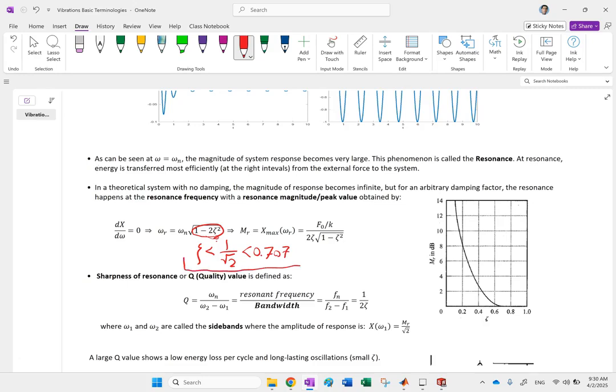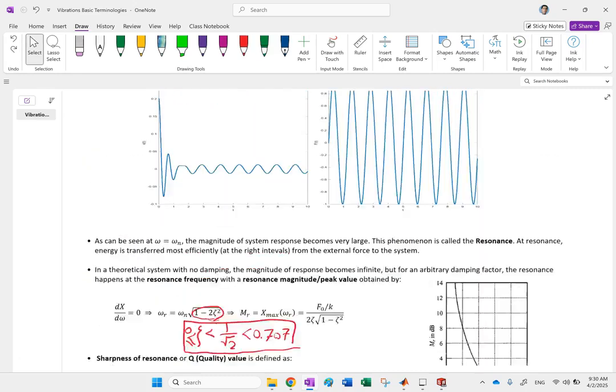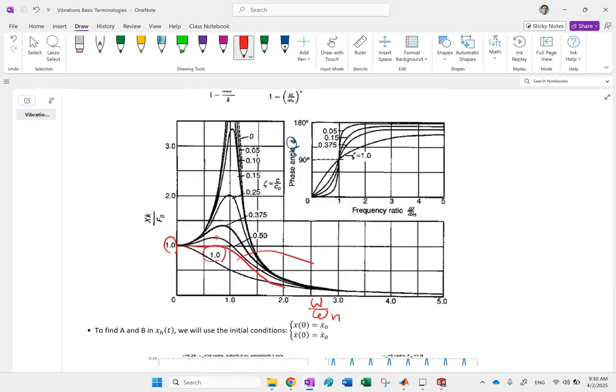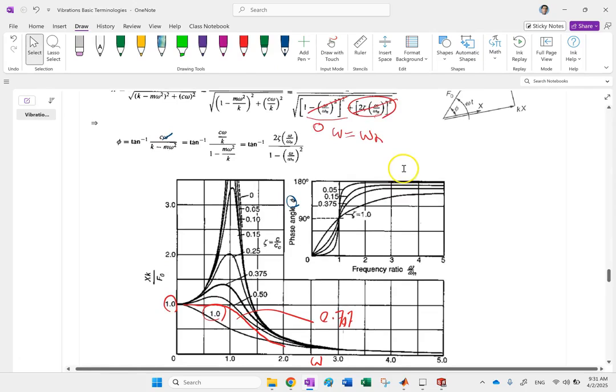Okay, so only for zeta between 0 and 0.707 is where you can have a peak, or actually this one less than. Only for this range you can have a peak, you can have resonance. After that, there is no peak. Your peak is just going to be 1. So if there is a limit for which there is some peak, that is going to be 0.707 or something a little bit less than that. You can have a peak and then the resonance will disappear. So this is for the X plot.